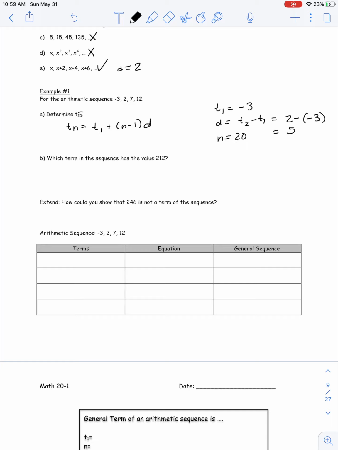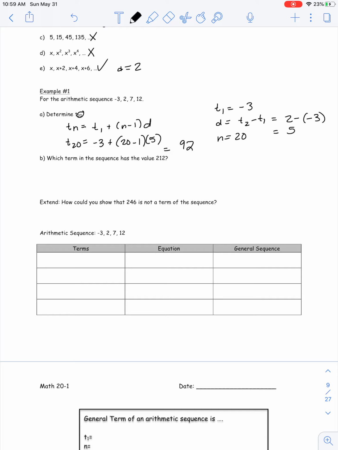And our n in this case is 20, because that corresponds to the little number that they're asking for. So term 20 will equal our first term plus n, which is 20, subtract 1, times our common difference of 5. If you put this into your calculator or follow BEDMAS properly, you should get that term 20 is 92. So in the 20th spot, you should see the number 92 if you were to continue the sequence.